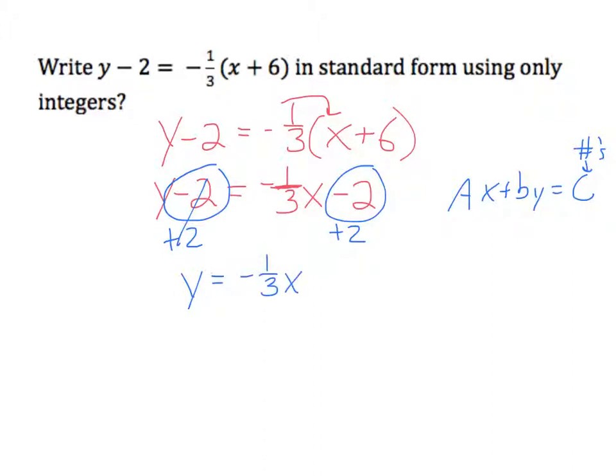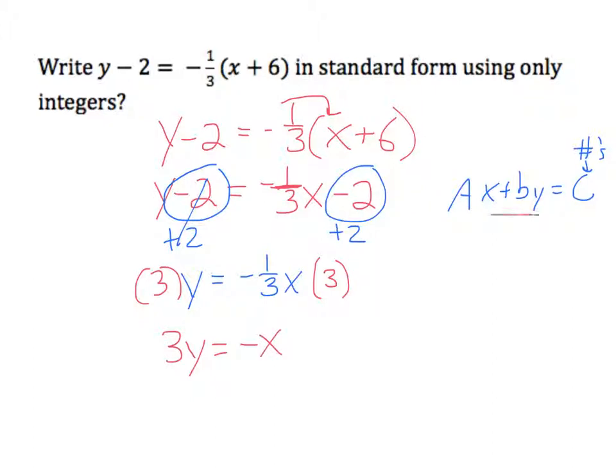Okay, so now I still need to clear out the fractions, so I need to multiply both sides by 3. So multiply this side by 3, and multiply this side by 3. So I have 3y equals, now 1/3 times 3 would just cancel out. That would be 1. But because it was a negative, I still have negative x, but the 3's cancel out.